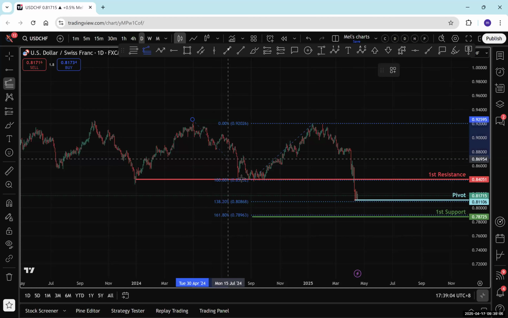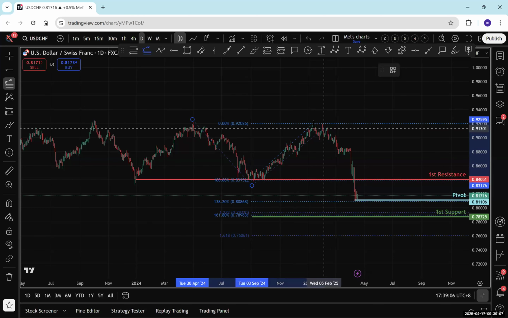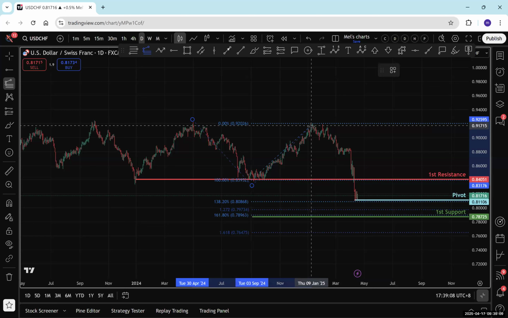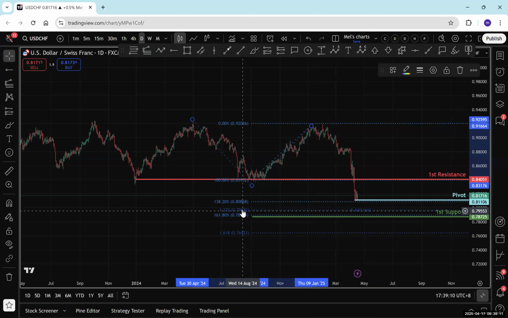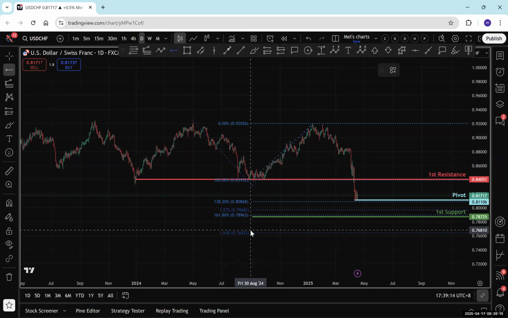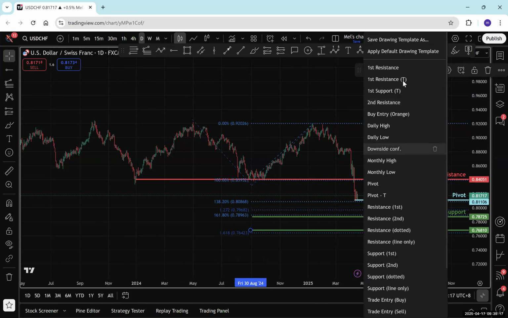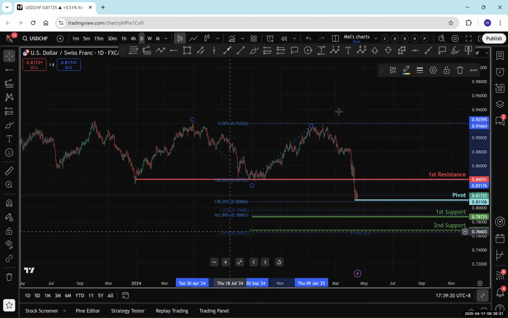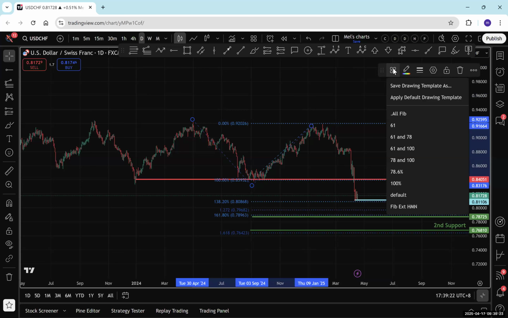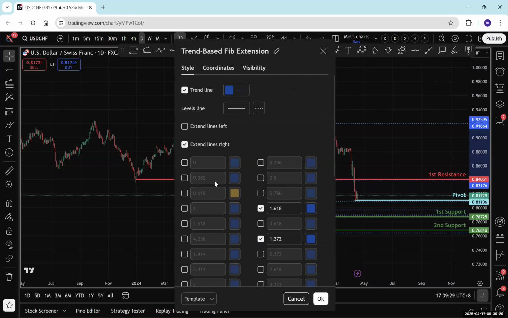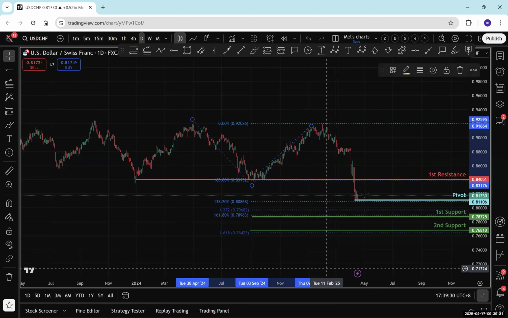Okay, similarly, I'm going to go in with projection as well. And in our projection, you can see the 127 lines up. I might keep that 161 as well, just as a second support. Again, this is just more options since we're doing this analysis on the daily time frame. So I'll keep the 127 and the 161 here.